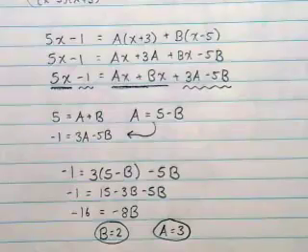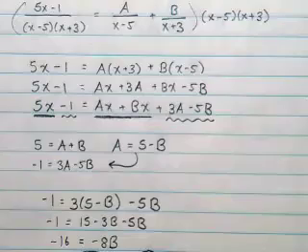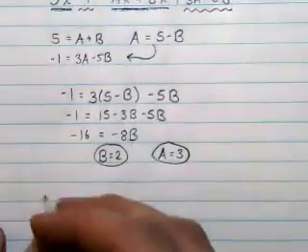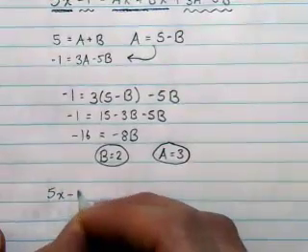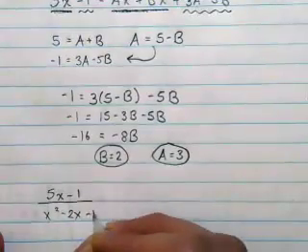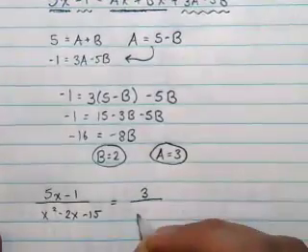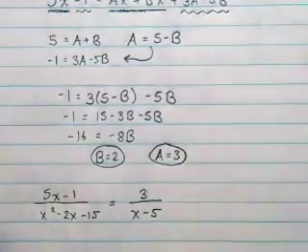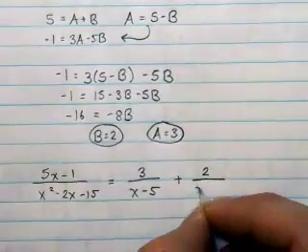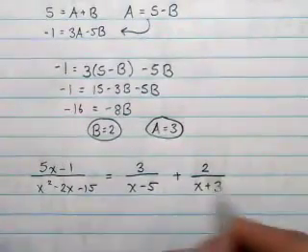A and b, that was really our goal here, right? So we can go back and rewrite our partial fractions for this original rational function that we had. So what we got, minus 1 over minus 2x minus 15 is equal to 3 over x minus 5 plus 2 over x plus 3. Okay, we're able to break this down into those two fractions.